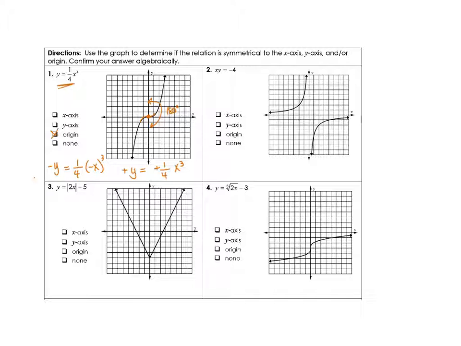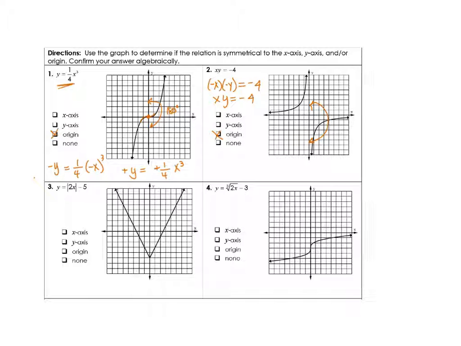Okay, number 2. Again, looking at this, if we were to rotate this graph 180 degrees from here around to here, then it looks like we're going to have the same exact graph again. So this looks an awful lot like the origin. So let's go ahead and substitute in a negative x and a negative y. And notice when I find their product, that does generate the original equation back again. So this would be symmetric about the origin.